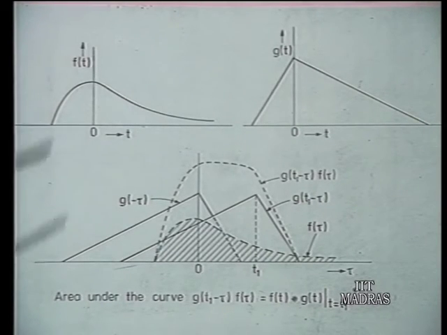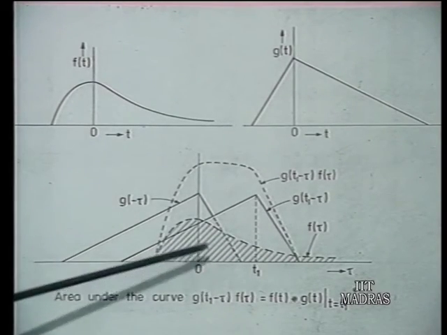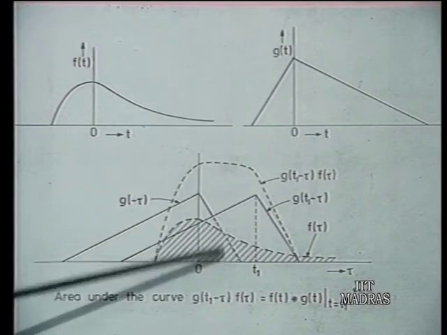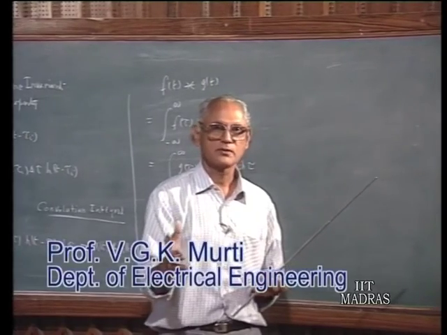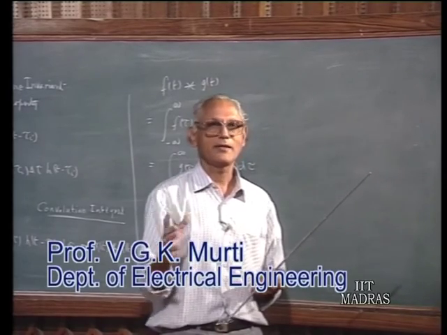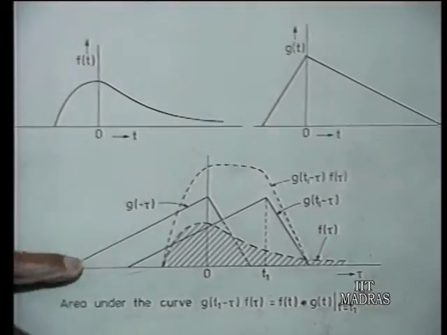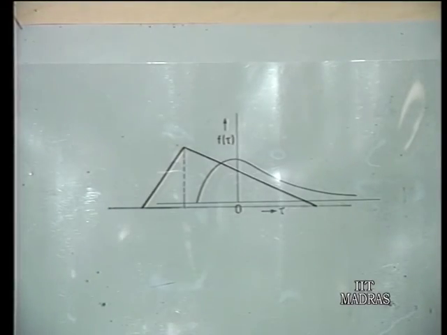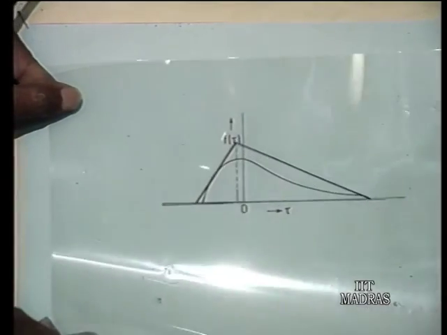In other words, you take one time function and keep it as it is, the other time function you fold it, then shift it by the required amount, then multiply, then take the area under the curve, that is, integrate. So the key words are fold, shift, multiply and integrate. These are the four key words that are involved here. This will be explained perhaps more clearly by taking this particular example. Suppose this is f(t) and you have a g(t) here, which is a triangular curve.